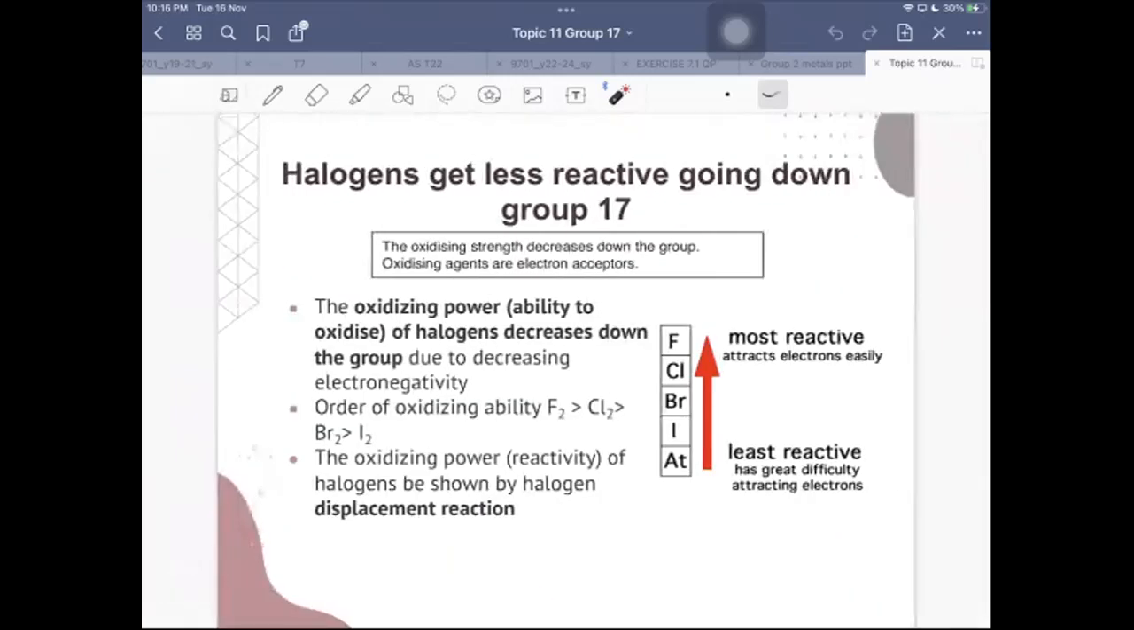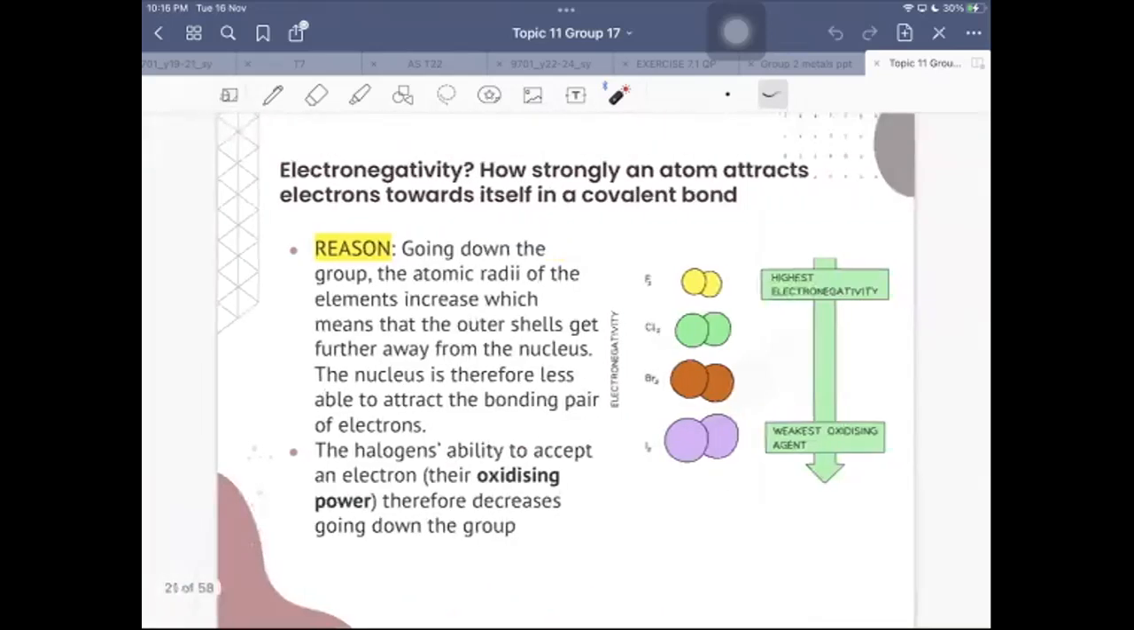This has already been mentioned as well. The reason has to do with the size, okay? Going down the group, the atomic radii of the elements increase. The size is getting bigger, right? And remember, these halogens want to gain electrons. So in order to gain electrons, they need to have a power of attraction. You don't just grab the electrons without having any attraction.